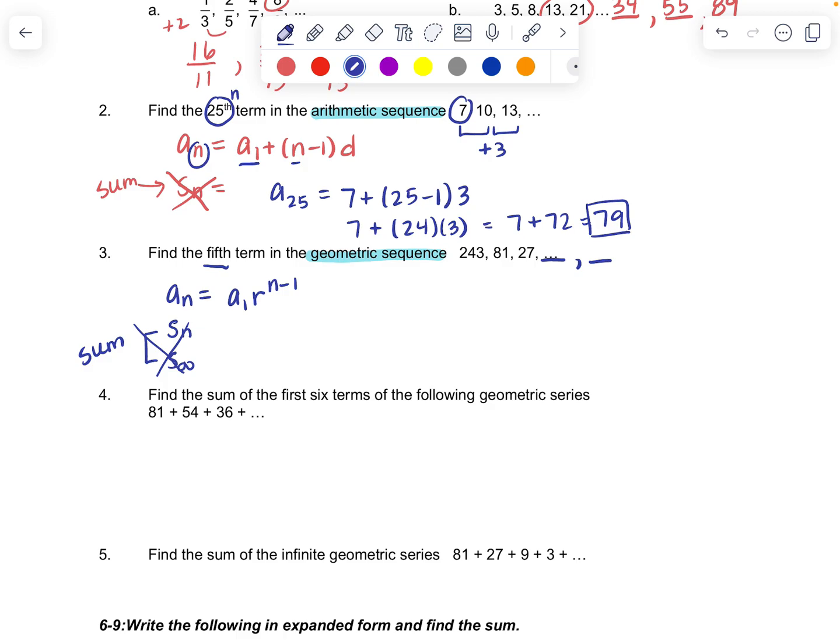All right, so I need to figure out what the pattern is here. How am I getting from term to term? That is going to be my r. How do I get from here to here? Because it's geometric, I have to be multiplying by something.